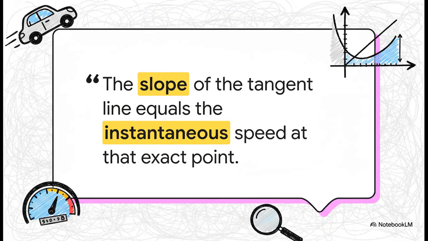And that right there, that is the big aha moment. The steepness of your graph at any point tells you exactly how fast things are changing at that very instant. If the line is super steep, you're going fast. If it's kind of flat, you're going slow. That tangent line is the perfect tool for measuring the steepness at one precise spot.